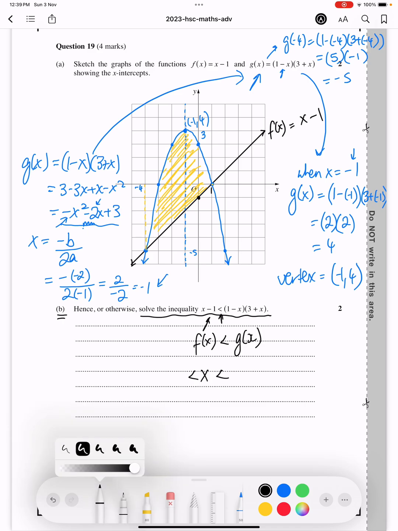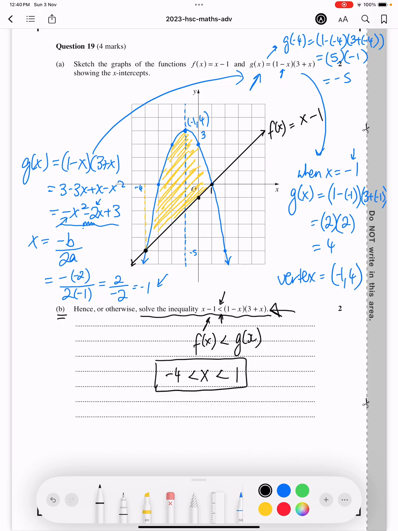Now, because this is a less than, that means it doesn't actually include these particular points here. They will be like open circles in those points if we were required to solve this graphically. So we have to account for that x can be in between -4 and 1 without including the -4 and the 1. How do we write that? We say x is in between 1 and -4. And that is your solution to part B.